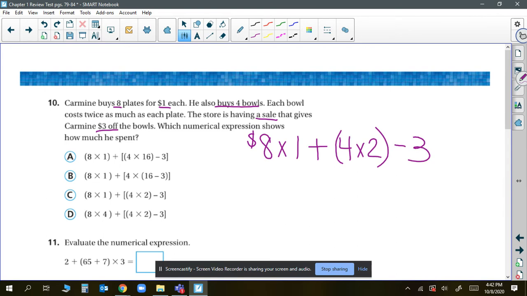But you need to be careful, because if we would solve that first and we wouldn't do this, we would end up getting a different answer. So you have to put brackets around here so that you do this part first, 4 times 2, and then subtract the $3, and then add it to the 8. Okay, because the sale is only $3 off the bowls, not the plates. So that was a little tricky. But that would end up being letter C.